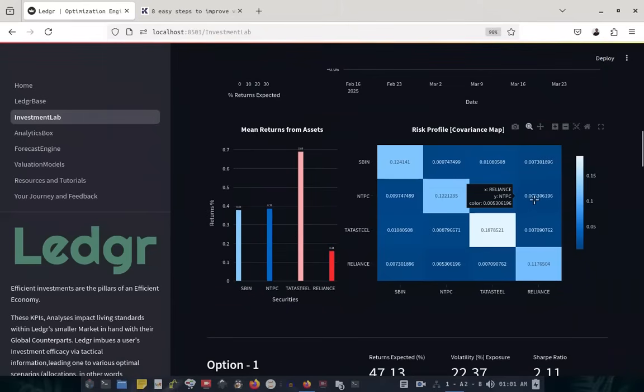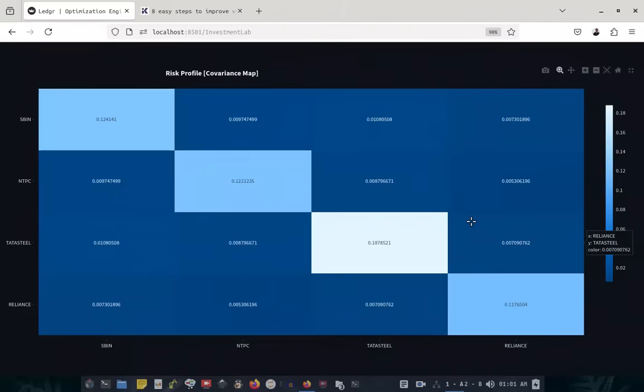So these two shades, although they might seem very similar, they are not. So if you make that full screen, you'll be able to see the color difference. If we also look at the values, you can understand which one is more dependent on which. For instance, the dependence of Tata Steel and Reliance is around 0.007. But between Reliance and SBI or NTPC, it's 0.0053. So definitely Reliance consumes more from Tata Steel compared to NTPC.